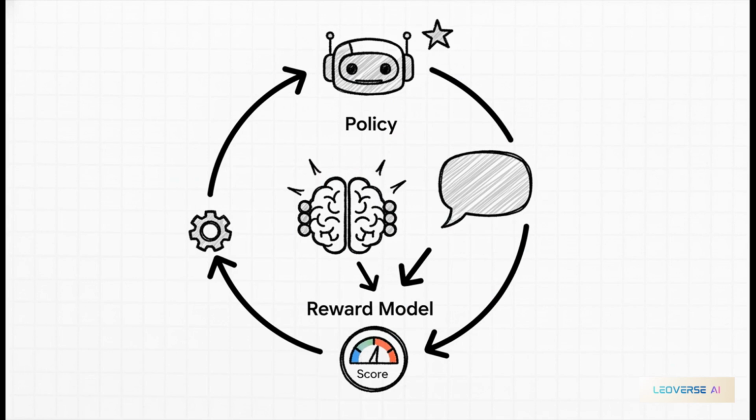Okay, this is where the magic really happens. We take a prompt and our policy, the LLM, generates a response. We then feed that response over to our reward model, and the reward model gives it a score. The whole goal of the reinforcement learning algorithm, which is almost always Proximal Policy Optimization, or PPO, is to just slightly tweak the LLM's internal weights so that the next time it sees that prompt, it's more likely to generate a response that gets an even higher score.